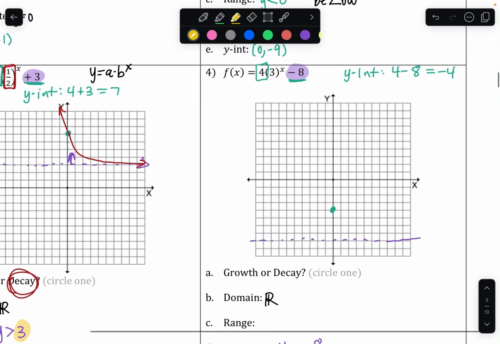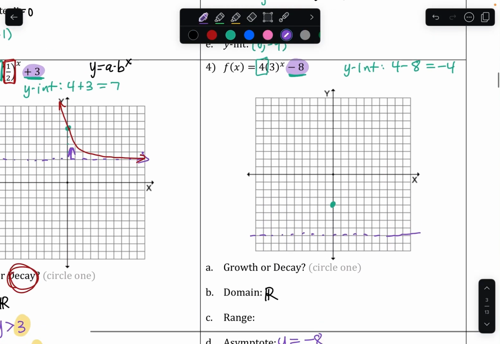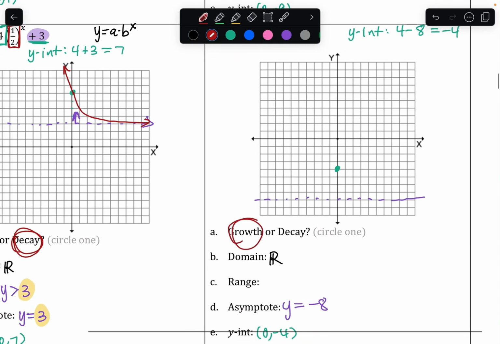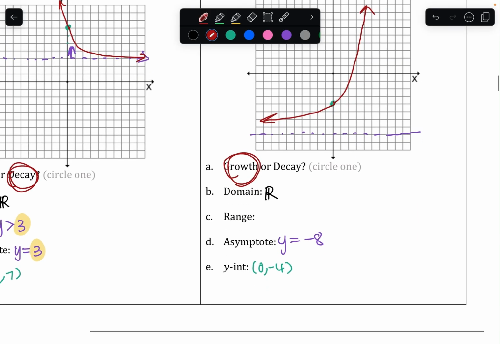Okay, for this next example, we have our b value is 3. We know that's growth. That's bigger than 1. And so as we go to the right, we're moving away from the asymptote. And as we go backwards, we would be approaching it. Okay, and so we are still above the asymptote. And so that is greater than the asymptote at -8.